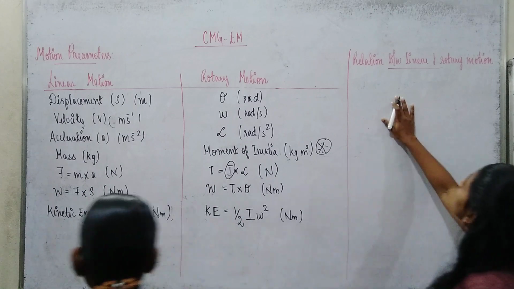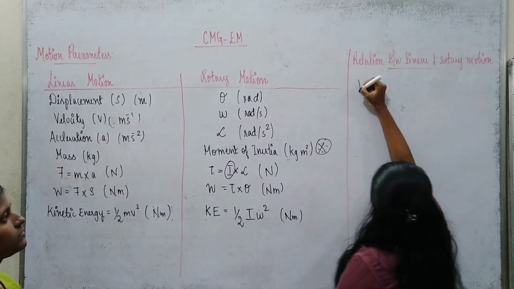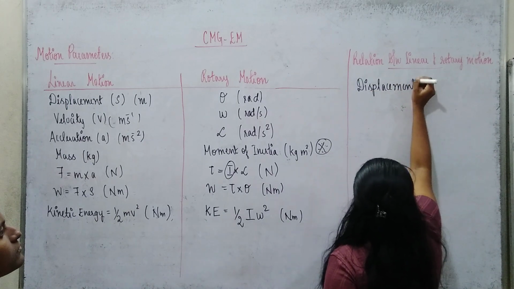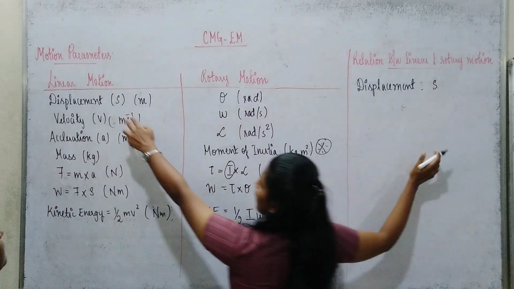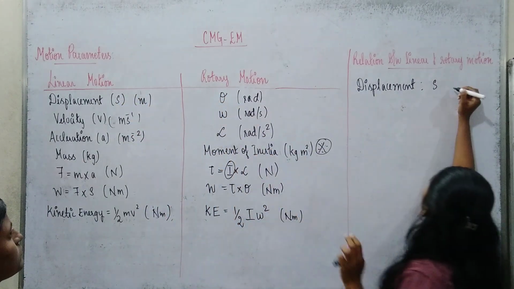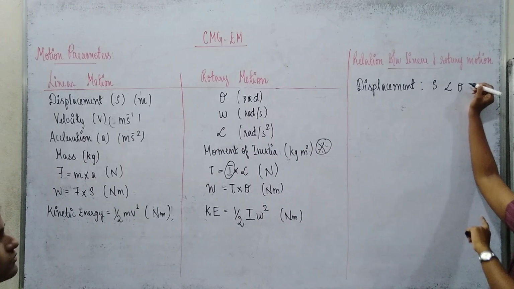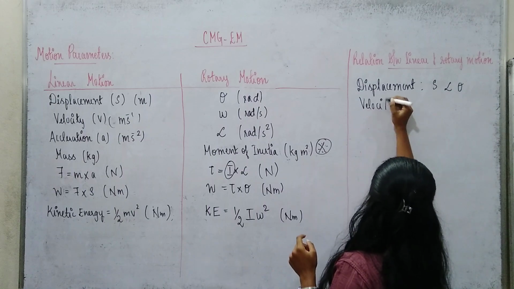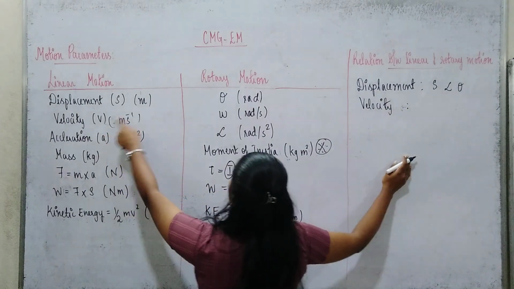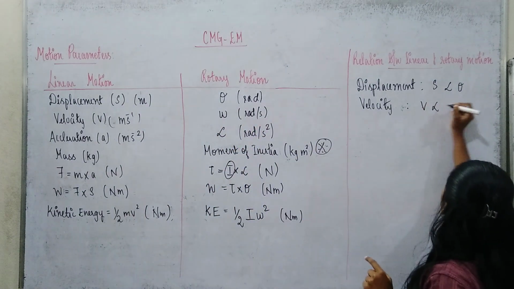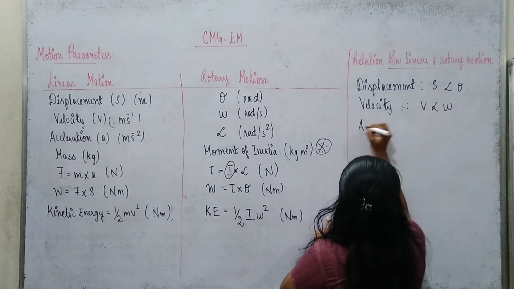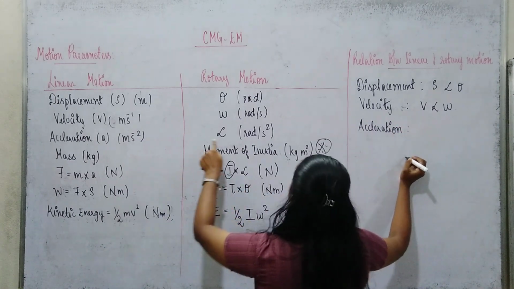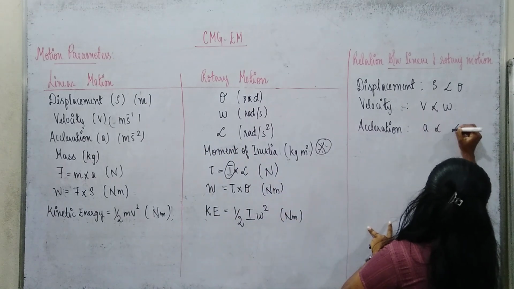We will see the relation between linear and rotary motion. For displacement, that is for linear motion S and rotary motion theta, both will be directly proportional, that is S is directly proportional to theta. For velocity, V will be directly proportional to omega. And lastly, for acceleration, A will be directly proportional to alpha.